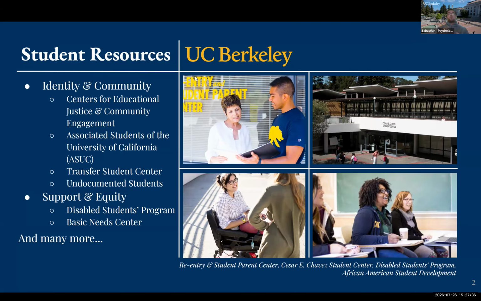We also have the Associated Students of the University of California, also known as ASUC. That is our student government. One really cool thing about ASUC is that they are a completely independent group from the University of California, so students have a lot of say in how we do things like our clubs here on campus. We also have the Transfer Student Center. If we have any transfer students who are interested in getting support here at UC Berkeley, you can get your support at the Transfer Student Center.